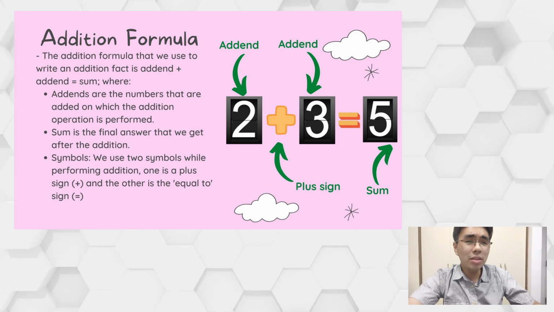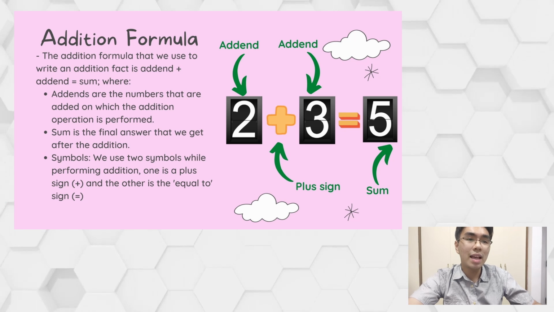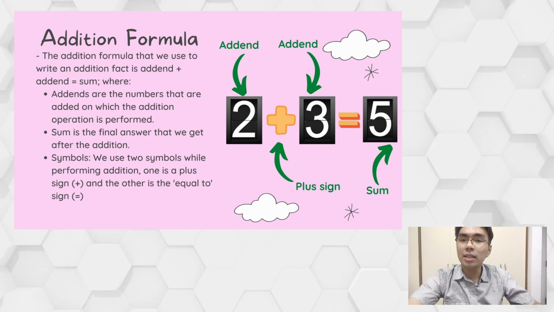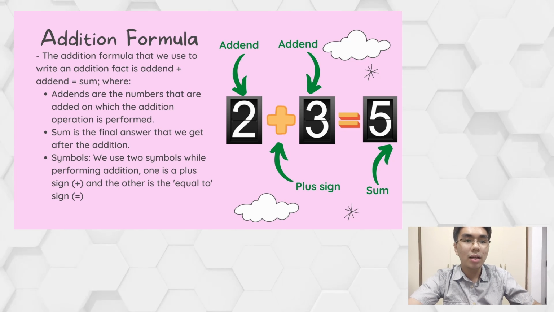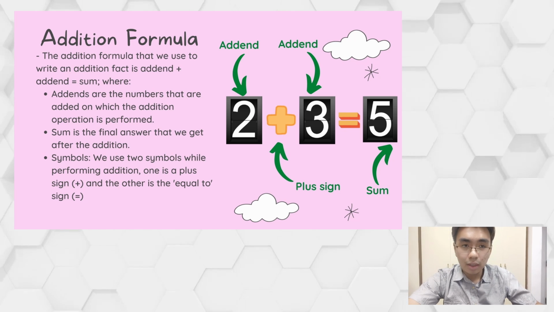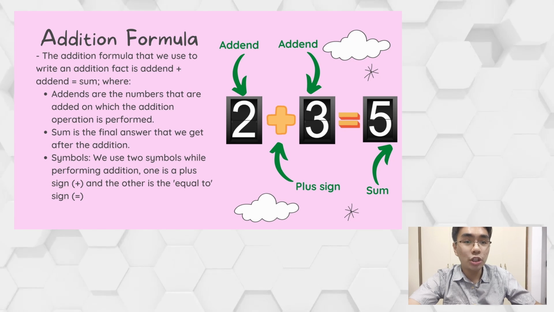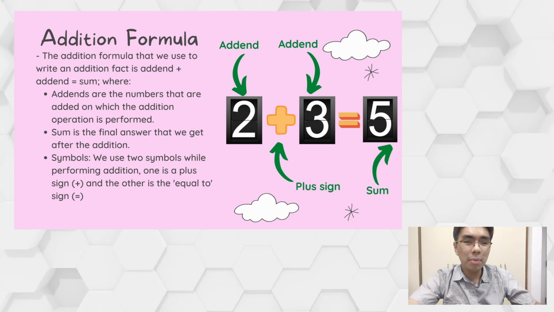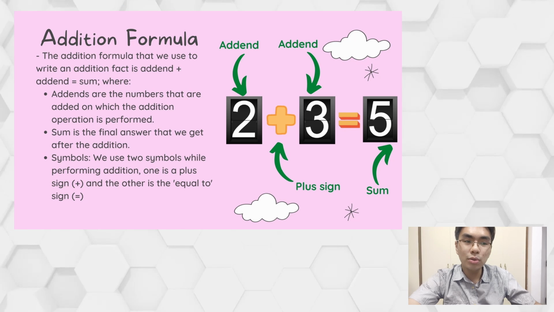Next, for the addition formula. The addition formula that we use to write an addition fact is addend plus addend equals sum, where first, addends are the numbers that are added, on which the addition operation is performed. Second, sum is the final answer that we get after addition. Third, for the symbols, we use two symbols while performing addition. One is a plus sign and the other is the equal to sign.